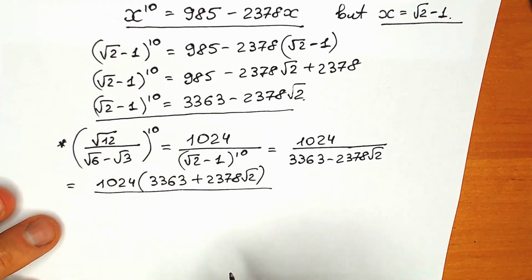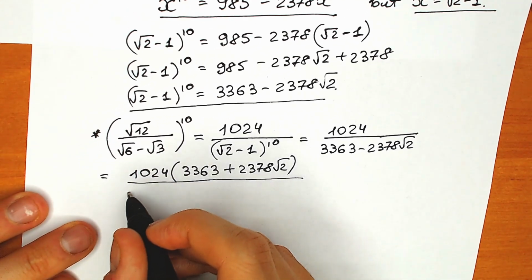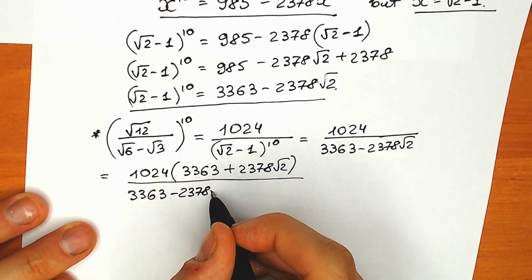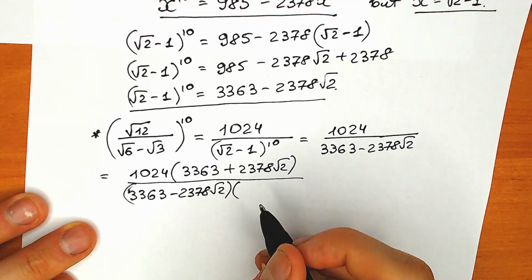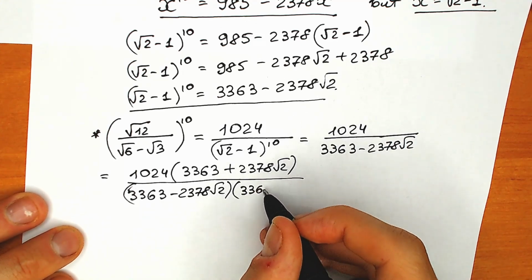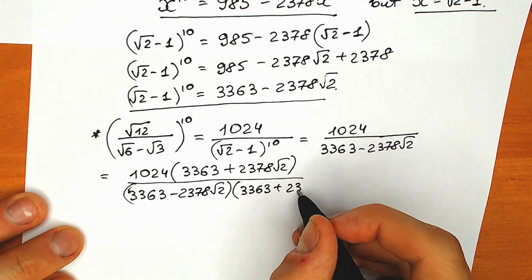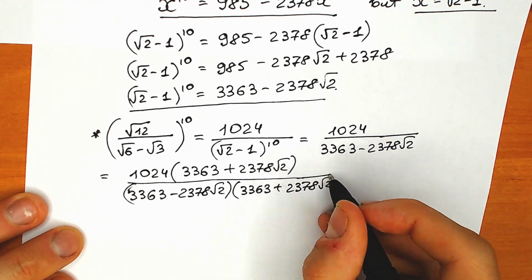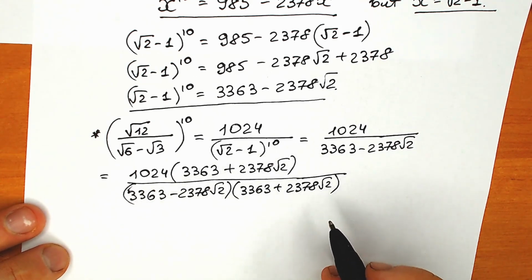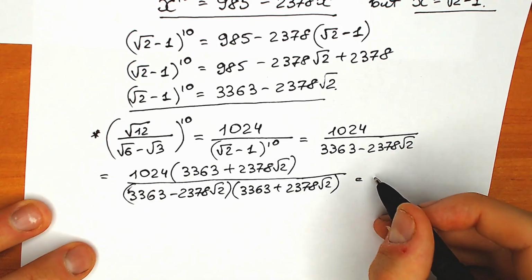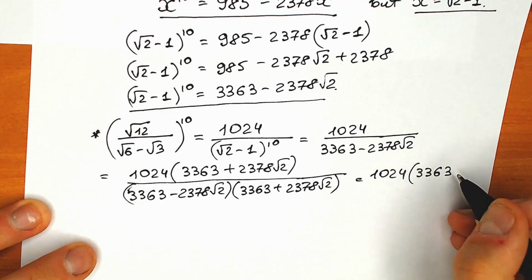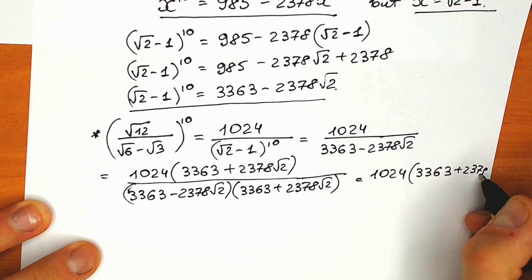So as a result, we will have 3363 minus 2378 square root of 2. We're going to multiply it by the same thing but with the plus sign, 3363 plus 2378 square root of 2. Okay, and right now when you multiply this, we can consider it as difference of squares. So as a result, we will have 1024 times 3363 plus 2378 square root of 2.